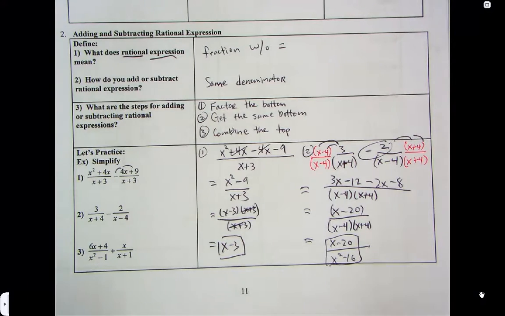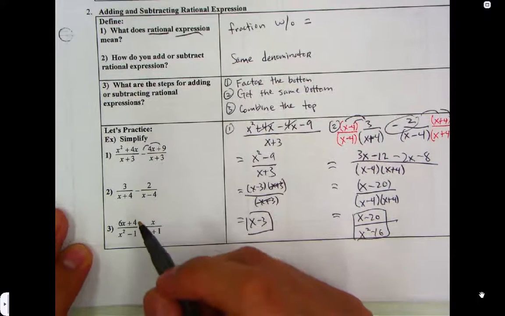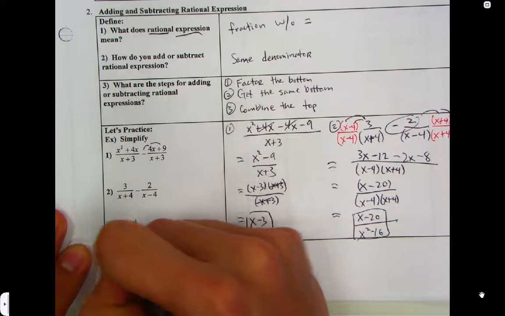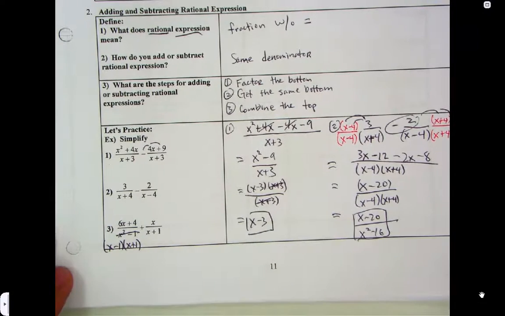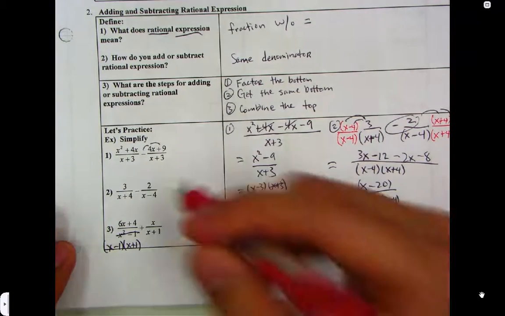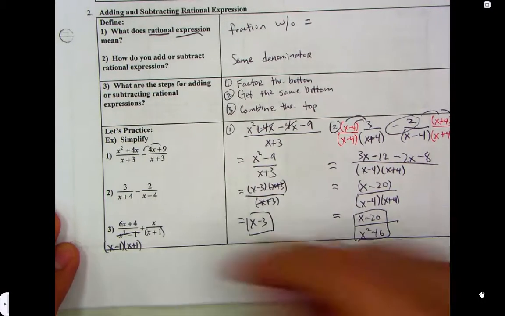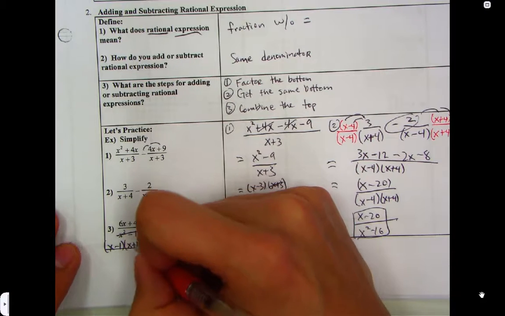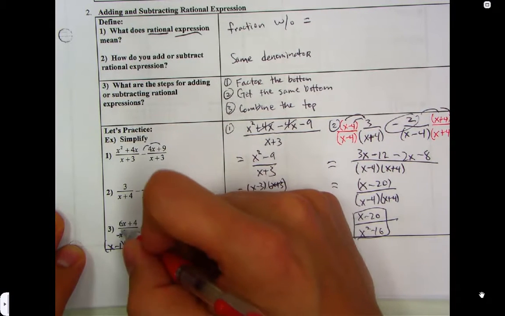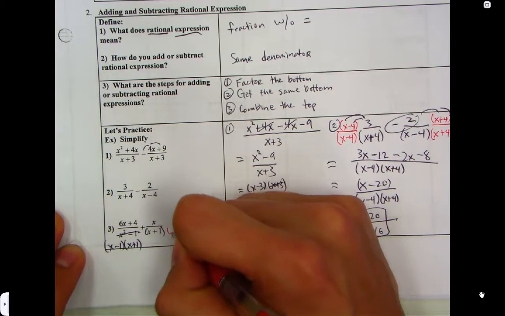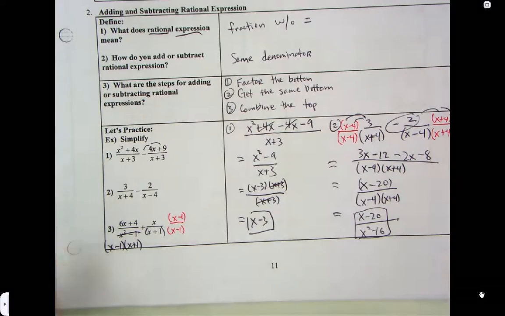Example 3. The denominators are not the same here, so I'm going to go ahead and factor. This factors to x minus 1, x plus 1. And now I'm going to get the bottoms the same. There's an x plus 1 on both the fractions, so I don't need to add anything for the x plus 1s. This one has an x minus 1, but this bottom does not, so I'm going to add it. Whatever I add to the bottom, I add to the top.